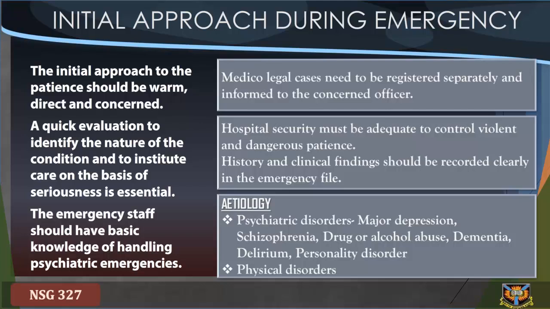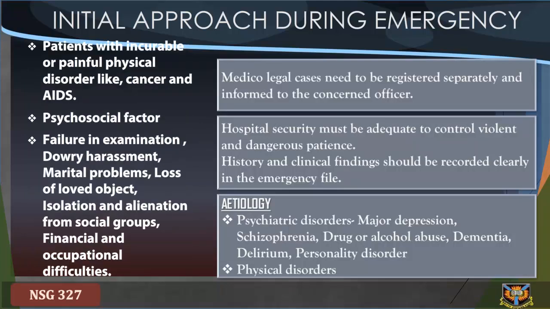Etiology. Psychiatric disorders: major depression, schizophrenia, drug or alcohol abuse, dementia, delirium, personality disorder. Physical disorders: patients with incurable or painful physical disorders like cancer and AIDS. Psychosocial factors: failure in examination, dowry harassment, marital problems, loss of a loved object, isolation and alienation from social groups, financial and occupational difficulties.